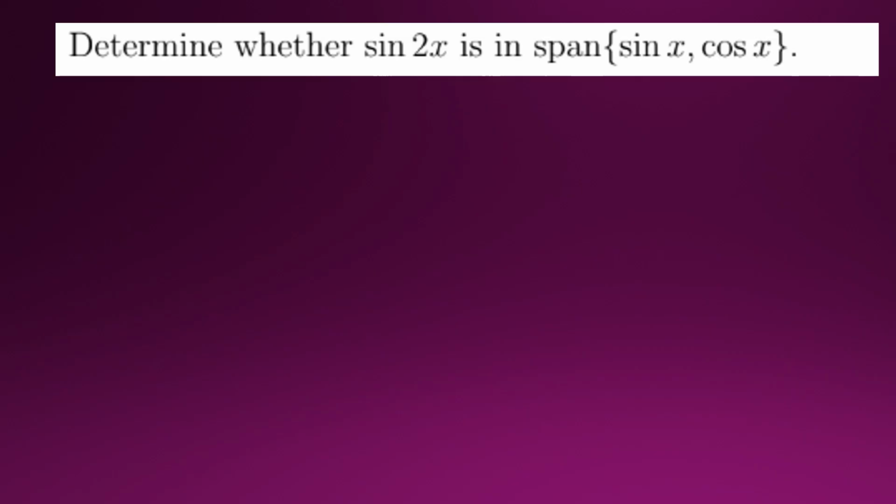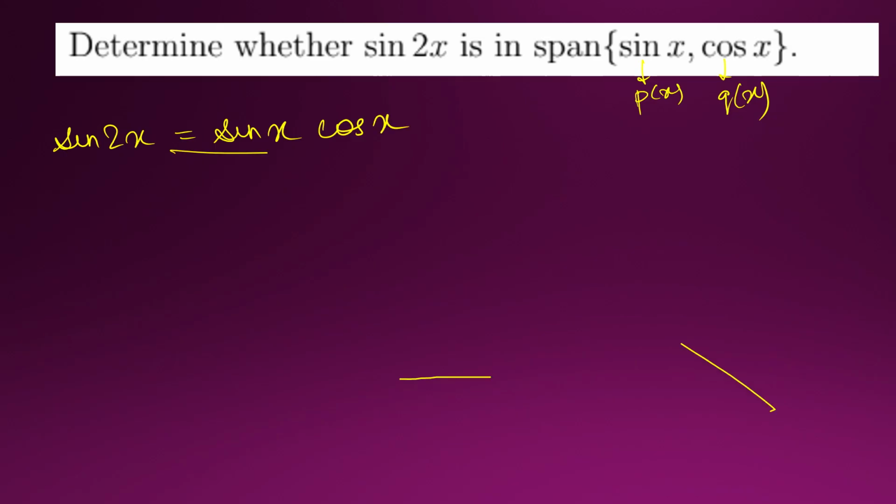So next question: determine whether sine 2x is in the span of sine x and cos x, P of x, Q of x. Earlier also we had seen one question. Now first of all, write sine 2x in terms of sine x and cos x. We want a linear combination if it's a span. But here we are able to see that it's not a linear combination of alpha 1 u1 plus alpha 2 u2. It is not in this form.